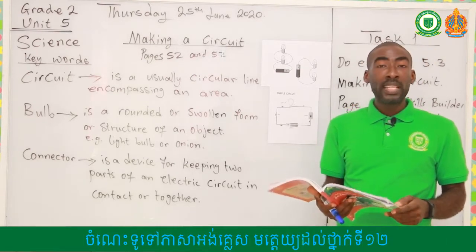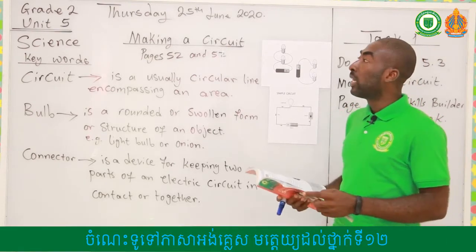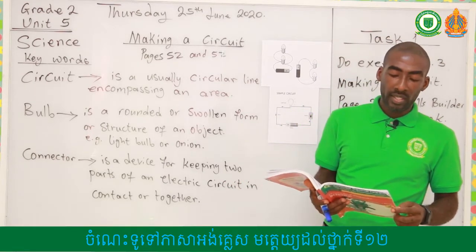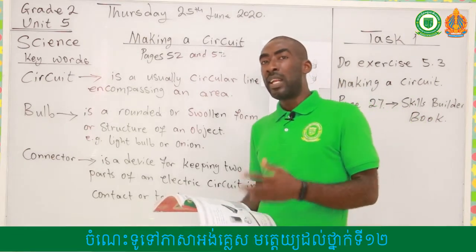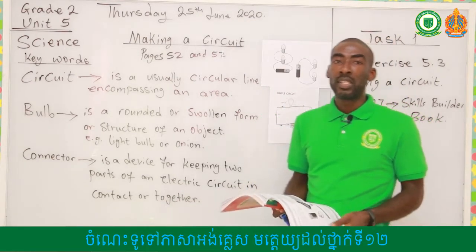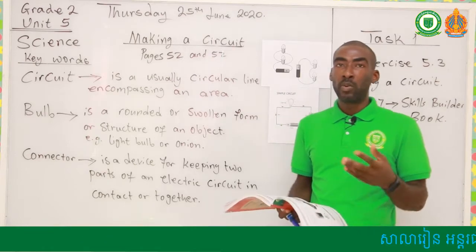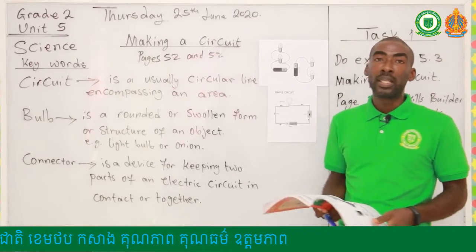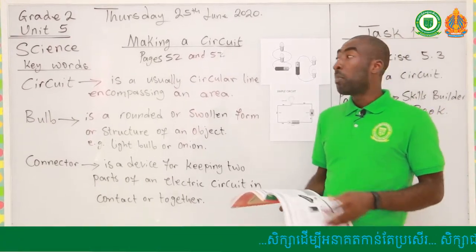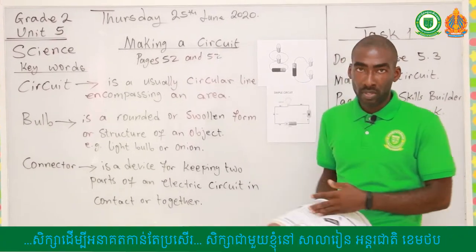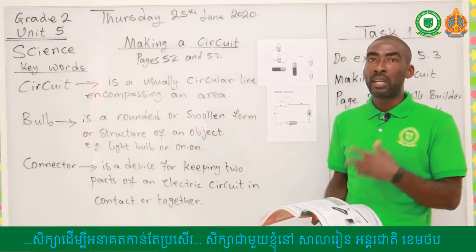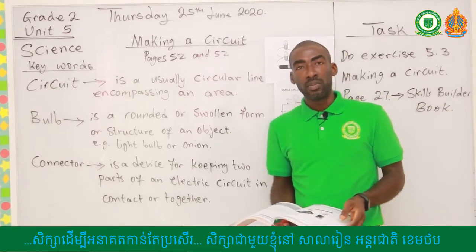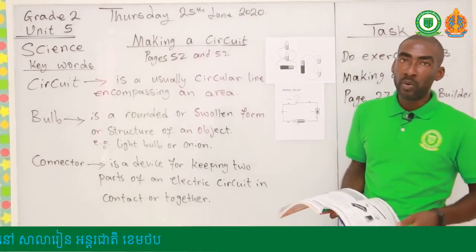At page 52 we are looking at 5.3, making a circuit. From the beginning of our lesson, we realized that electricity is very dangerous. So anytime you are working with electricity, you have to be very careful. We learned about how we can keep safe from electricity. But how dangerous is a circuit? We're going to learn about how we can make circuits and how we can also work around circuits so that we know whether we are safe or not safe.